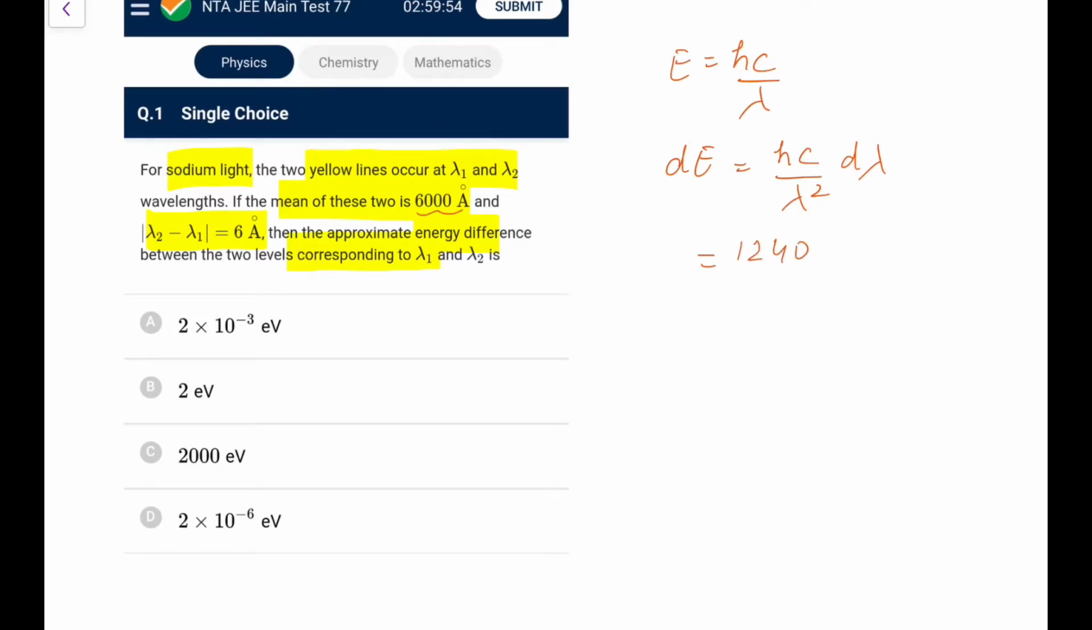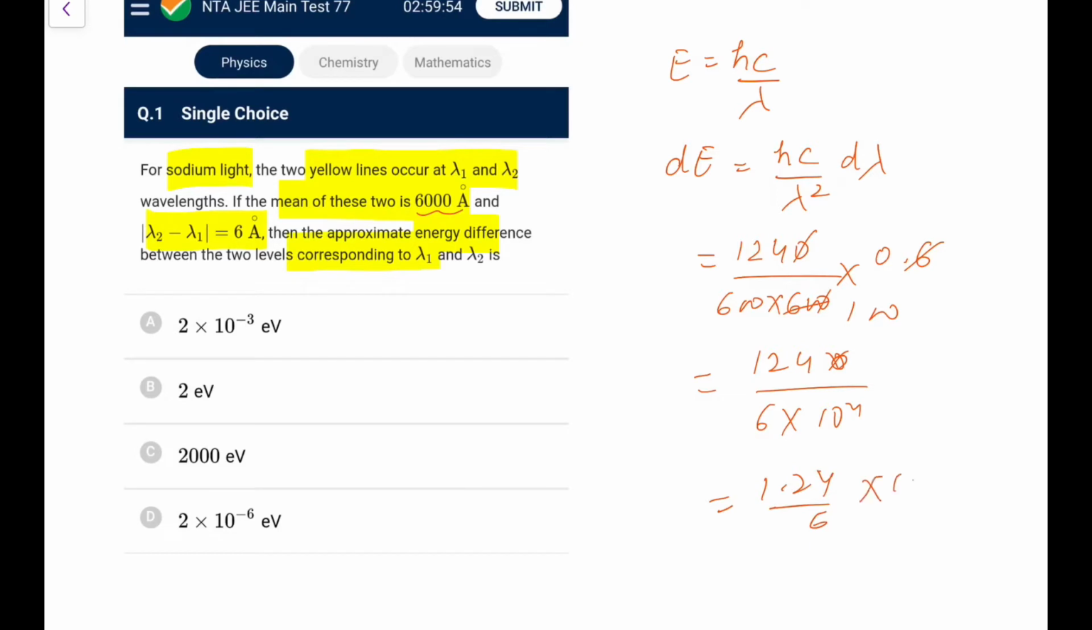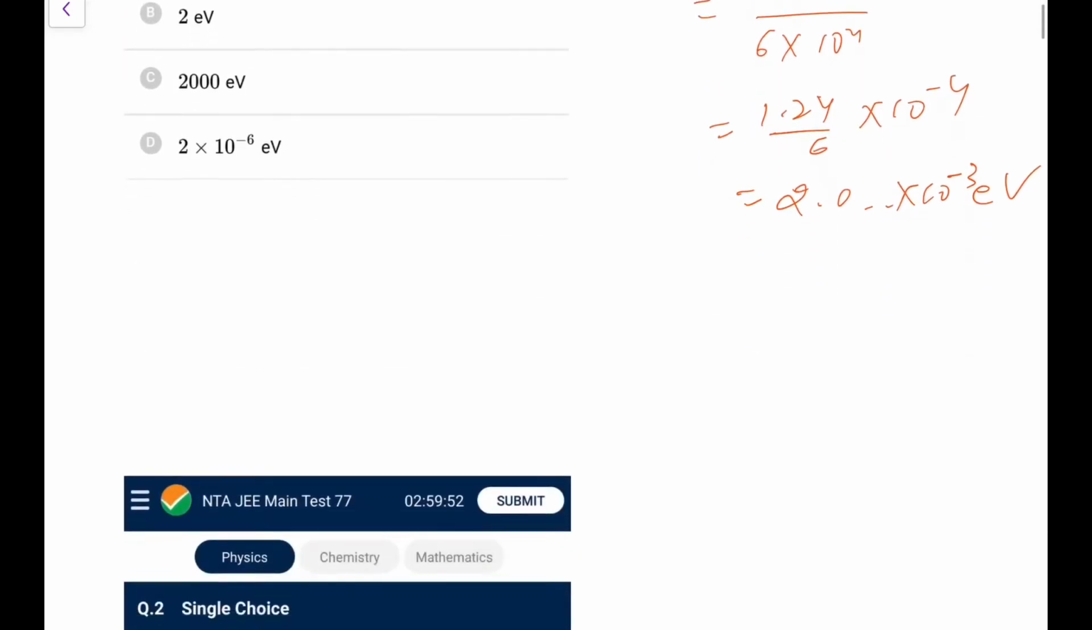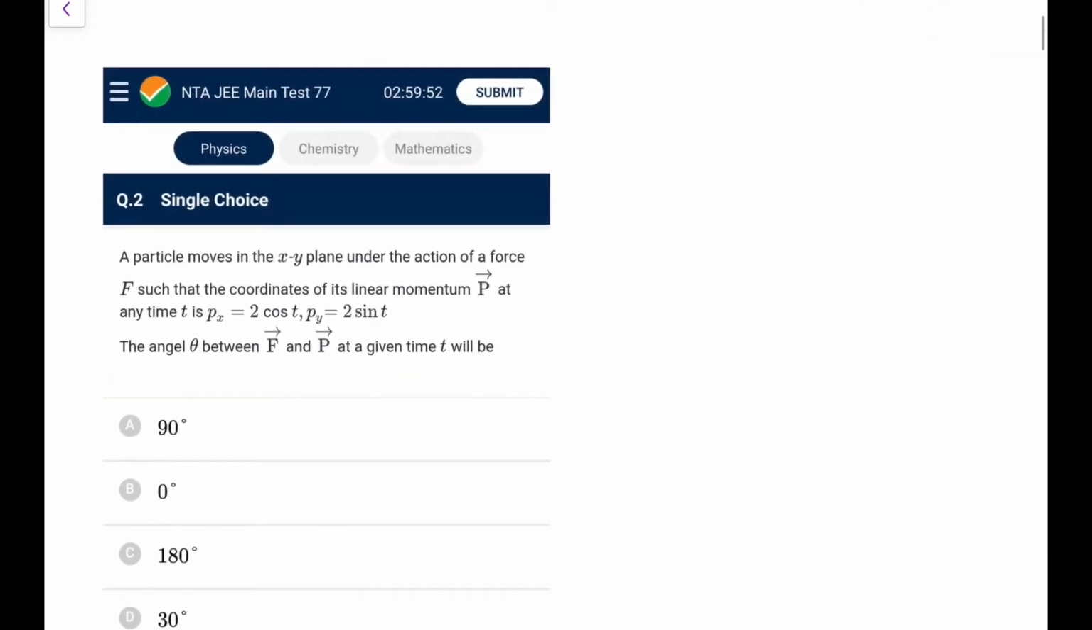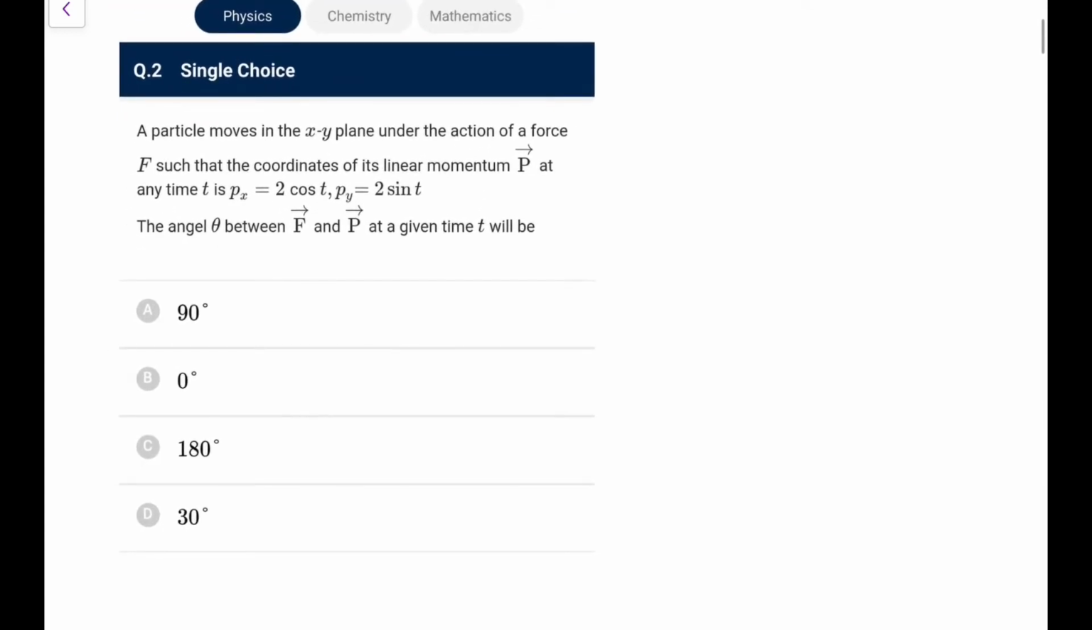Because d lambda is very small, I will take the mean to be 6000. So it would be 1240 upon 600 into 600, in eV nanometer, and d lambda is 6 angstrom, which is 0.6 nanometer. So we have 124 upon 6 into 10 to the power 4, so it is 1.24 by 6 into 10 to the power minus 4, or 12.4 into 10 to the power minus 3, which is 2.0 something into 10 to the power minus 3 eV. So I'll go for option A. Because the difference is very small, I can do this. Otherwise you can do the complete calculation, as the NTA solution has done.